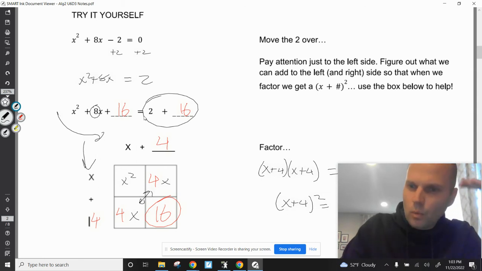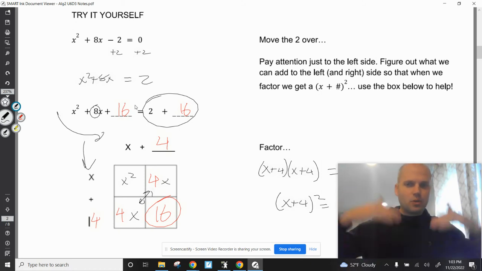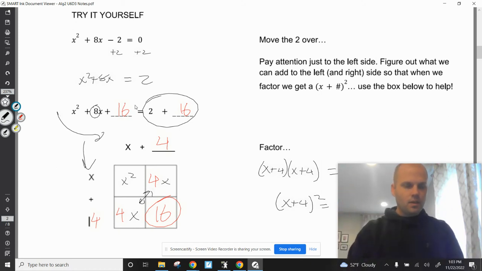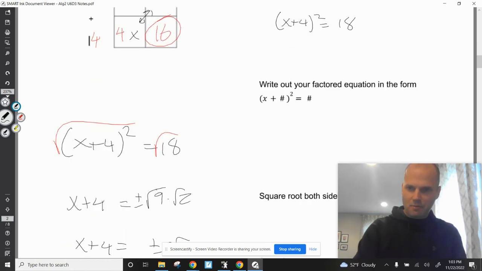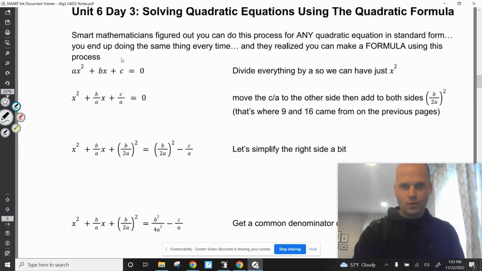Okay. Well, mathematicians realized something, that you end up doing the same thing every time. If you have some ax squared plus bx plus c, you could solve any ax squared plus bx plus c equals 0 by doing the same process. Okay? And here's me showing you what the mathematicians did. You don't have to understand this. You don't have to follow this. I'm just going to walk you through that. They realized, okay, first, let's just have x squared. They divided everything by a.